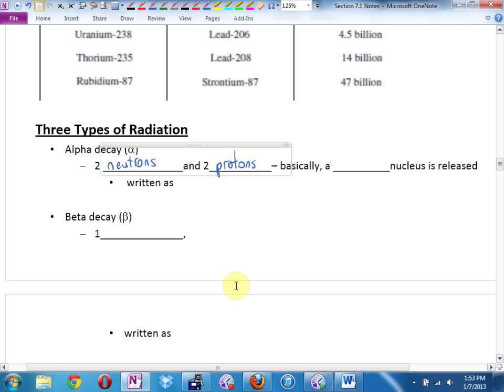Because helium also has electrons. We can strip the electrons off of helium pretty easily. We just use a big positive charge to rip the electrons off of the helium atom. And what you have left behind are alpha particles. So an alpha particle is basically a helium nucleus.